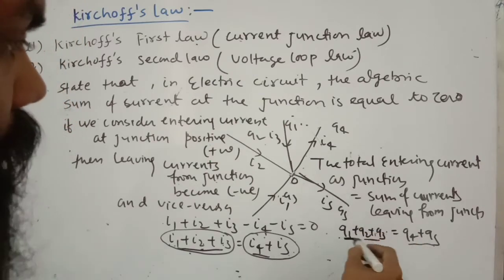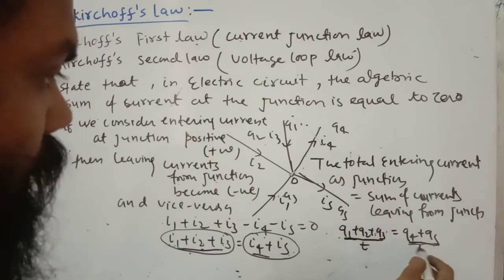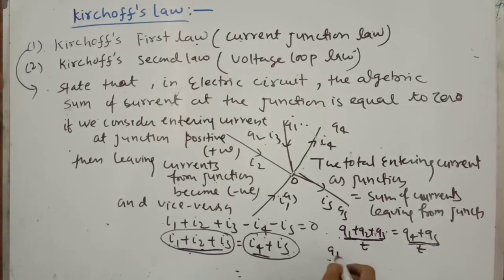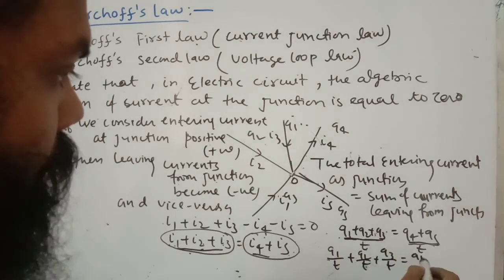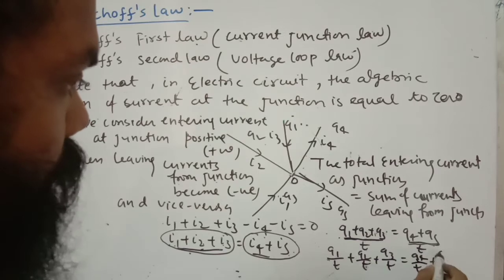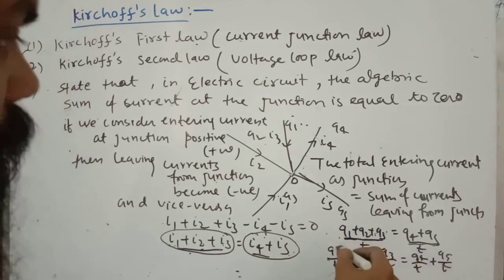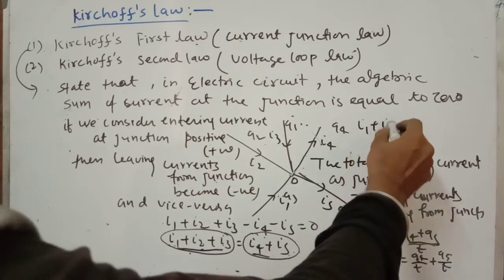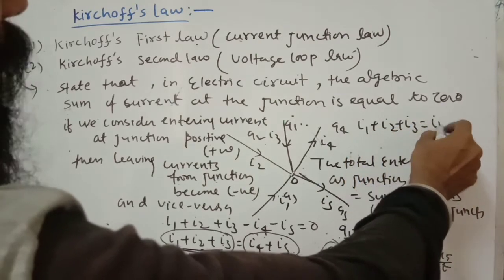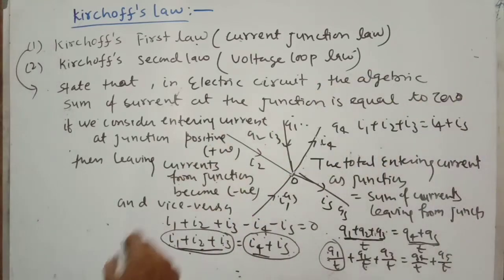When you divide by T on both sides, you can separate Q1 by T plus Q2 by T plus Q3 by T equals Q4 by T plus Q5 by T. We know that charge flow per unit time is current. So you can write I1 plus I2 plus I3 is equal to I4 plus I5. So Kirchhoff's first law is based on the conservation of charge.